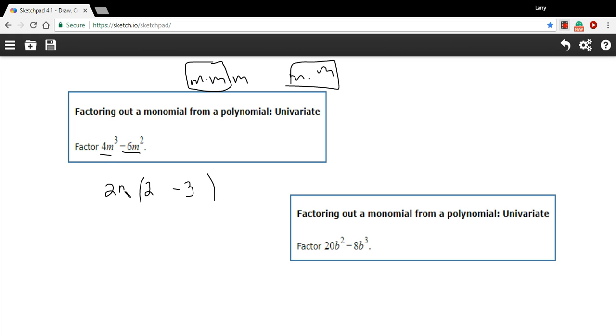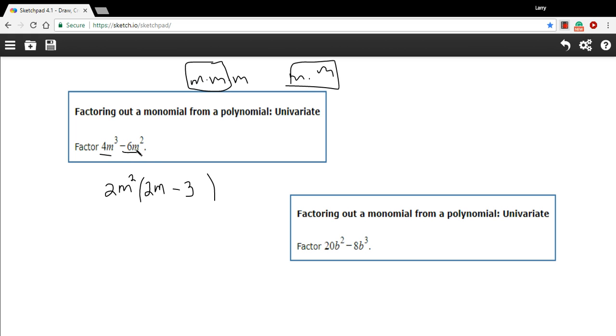So that part I'm going to put out front. That's what we're factoring out. And now we're dividing each of these terms by that m squared. So m cubed divided by m squared, it's division of exponents, so you subtract the exponents. 3 minus 2 is 1. So that's m to the first power, which we would write just as m.